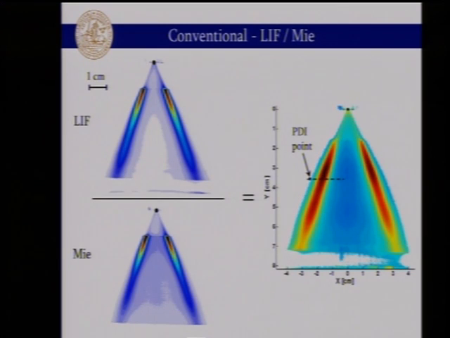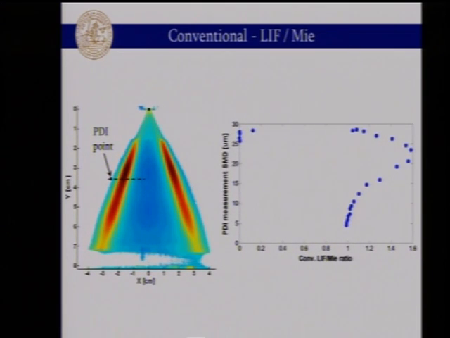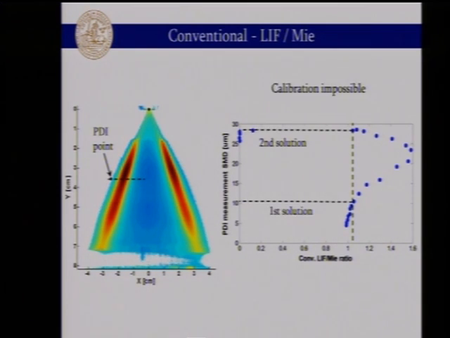And if you divide the two, you have this ratio here, and we tried to calibrate this. The problem was that for a given ratio, we obtained two values, two PDI values. And that was because the big droplets outside of the spray were giving similar signal to the small droplets inside. So it was obviously wrong. You couldn't calibrate the system, and the spray was not even very dense. So you should really be careful when you do conventional imaging for this LIF/Mie sizing.